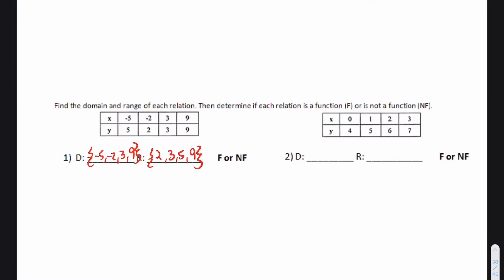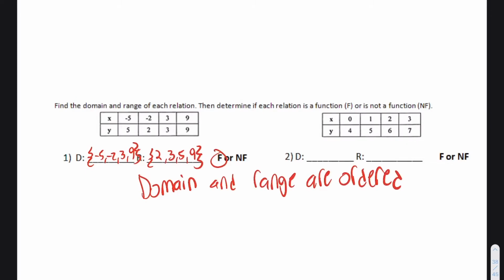Did any of the x's repeat? No, they didn't, so it is a function. Domain and range have to be listed from least to greatest, otherwise you're doing it wrong.